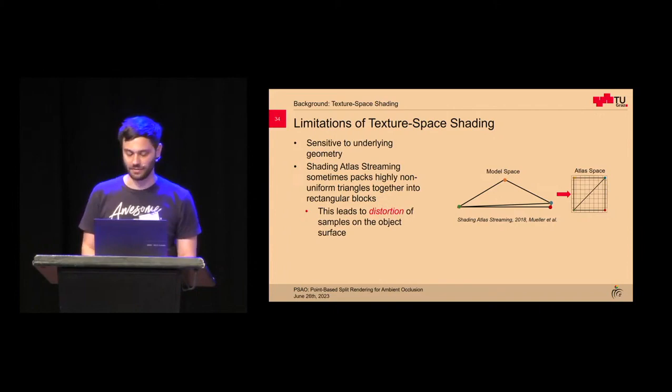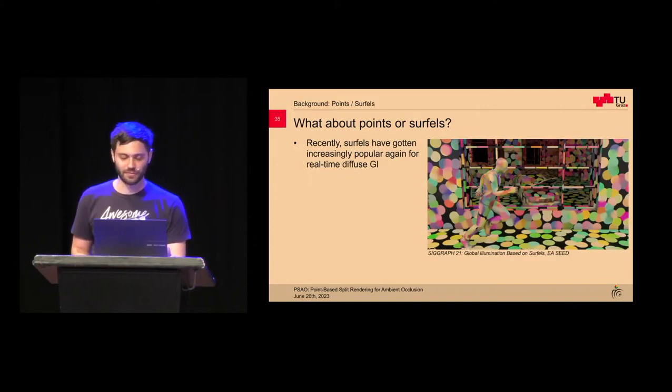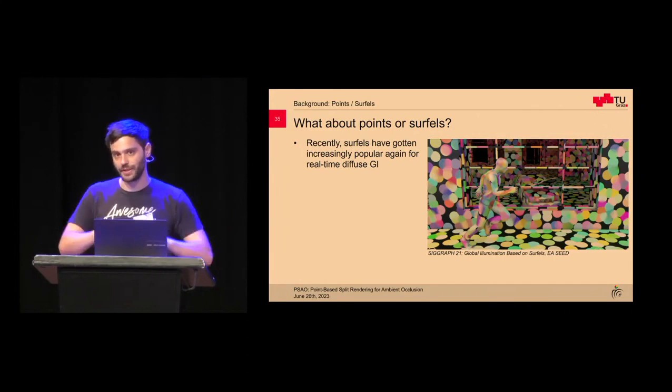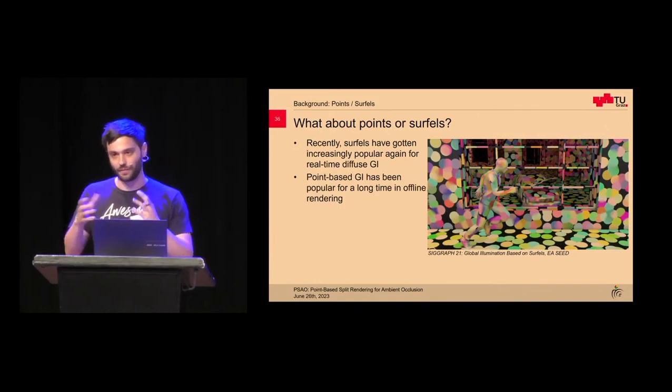Now, what about points or circles? Recently, circles have gotten increasingly popular again, for example, for real-time diffuse global illumination. There's this amazing SIGGRAPH 21 talk by EAC's team about global illumination based on circles, where they just distribute a bunch of circles in the scene, scale them dynamically, and adjust the workload based on how far or close things are to the camera.